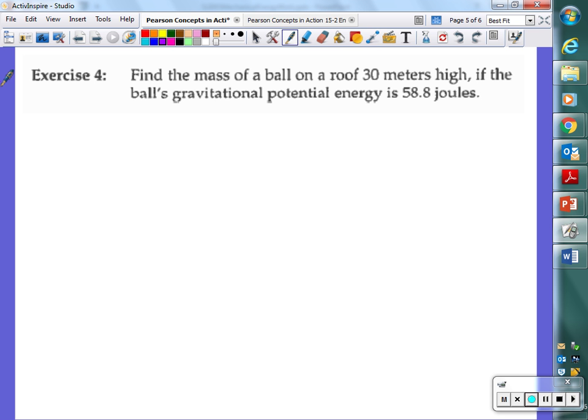So it says, find the mass of a ball on a roof 30 meters high if the ball's gravitational potential energy is 58.8 joules. So, we know that gravitational potential energy depends on those three things, right? But this question is asking us to solve for what? Mass, right? Now, we can plug numbers into this equation and find the mass, and that's fine. But before we do that, I'm going to rearrange that equation just like that.